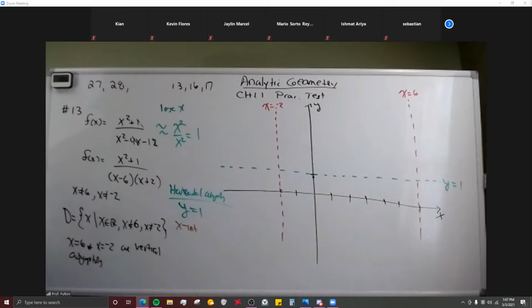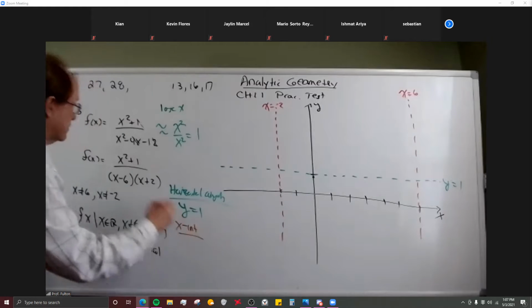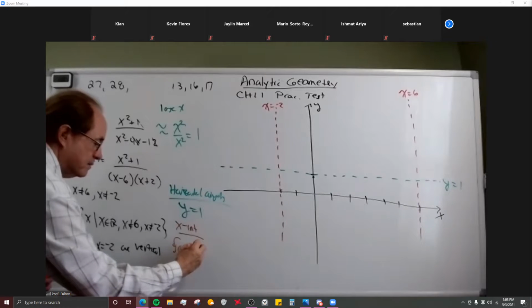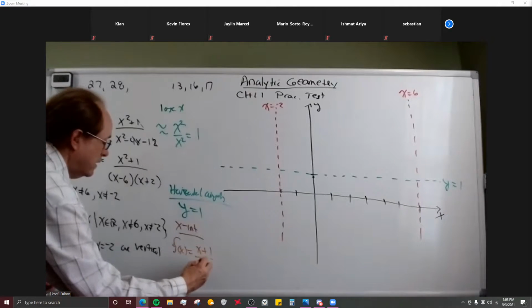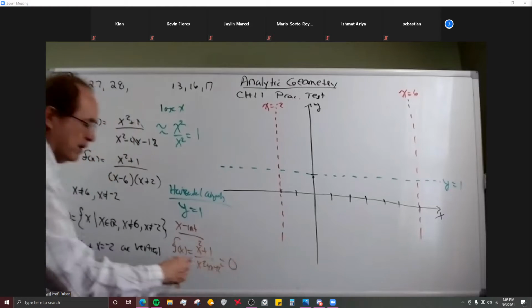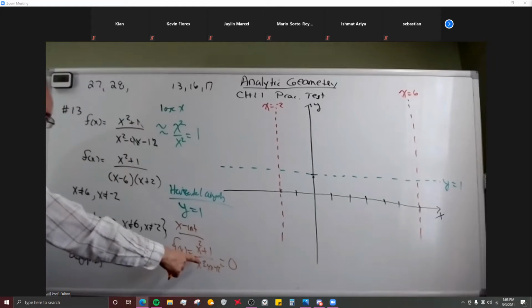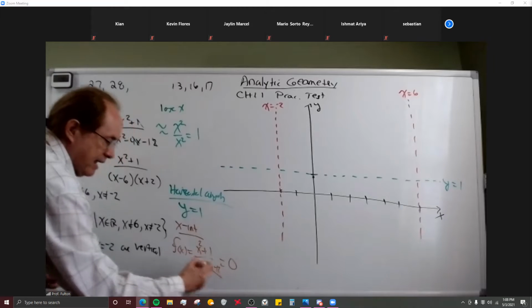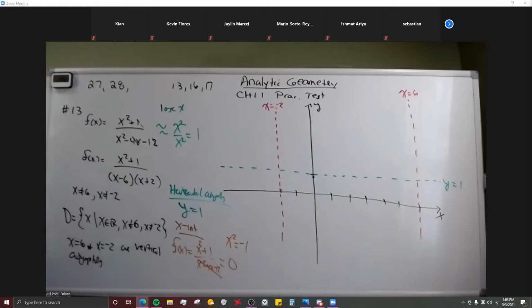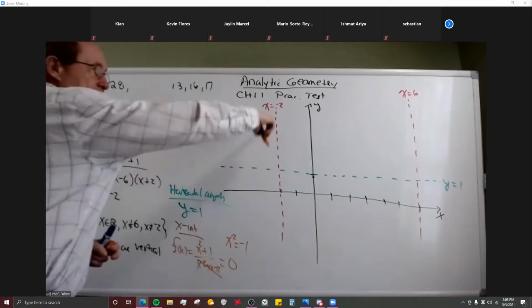Well, if I wanted to look at that, what do I need to do? I need to solve this equal to 0. f of x equal to x squared plus 1 over x squared minus 4x minus 12 is equal to 0. Well, that doesn't give me any real numbers. I can get rid of the denominator, and I get x squared is equal to negative 1, no real numbers. So the graph of this function will never cross the x-axis. It's going to do something, but we don't know exactly what it's going to do.